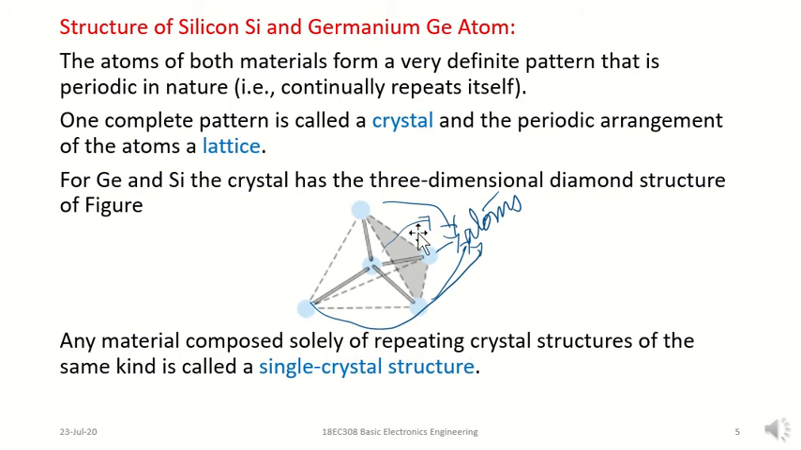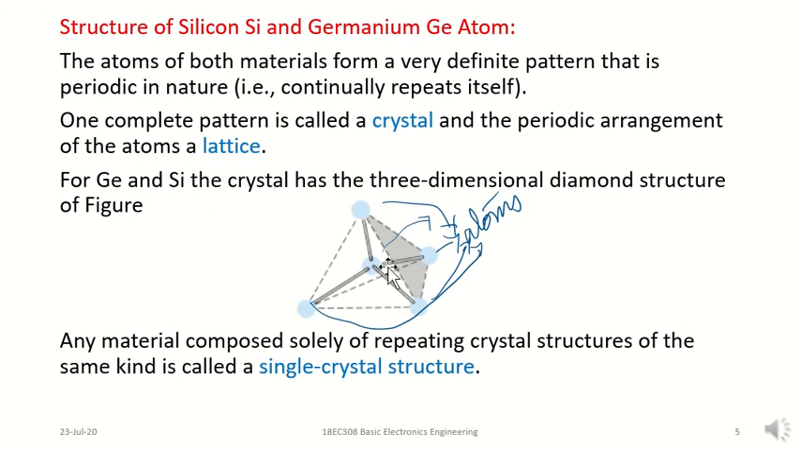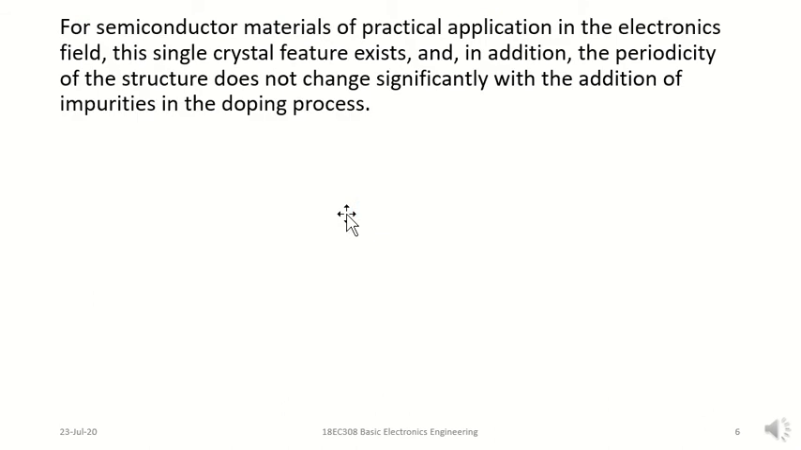They have a three-dimensional diamond structure. Any material composed solely of repeating crystal structures, where this structure is repeating again and again, we can say is a single crystal structure. If you take the center atom, it has connections with how many atoms? 1, 2, 3 and 4 atoms. Likewise, each atom is shared by, or has connection with, the 4 nearby atoms.